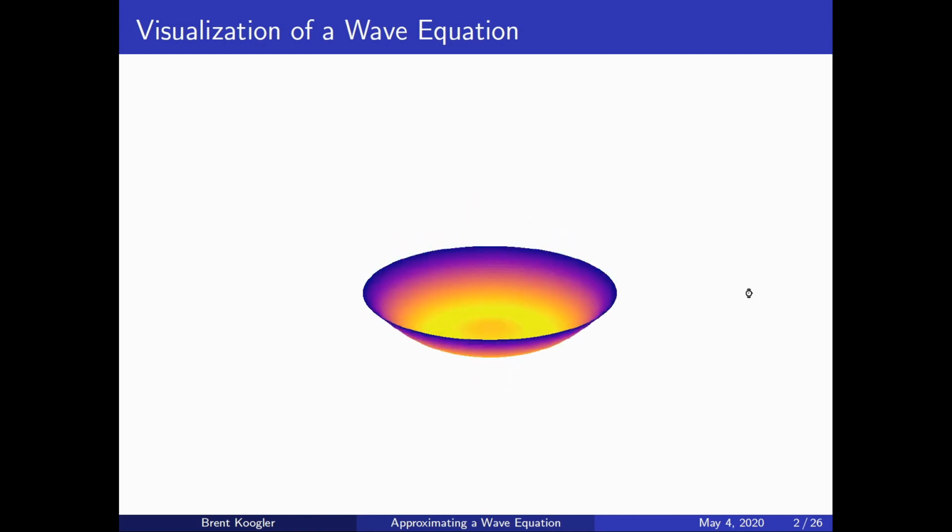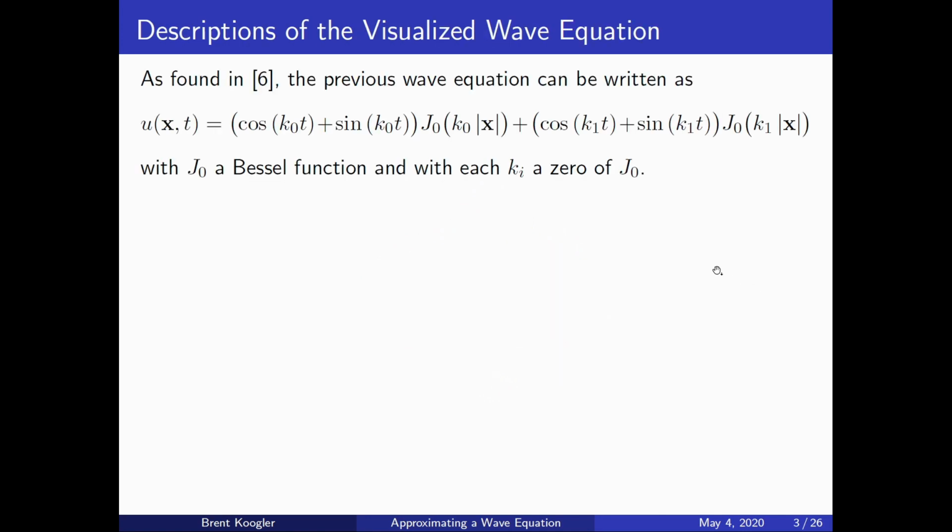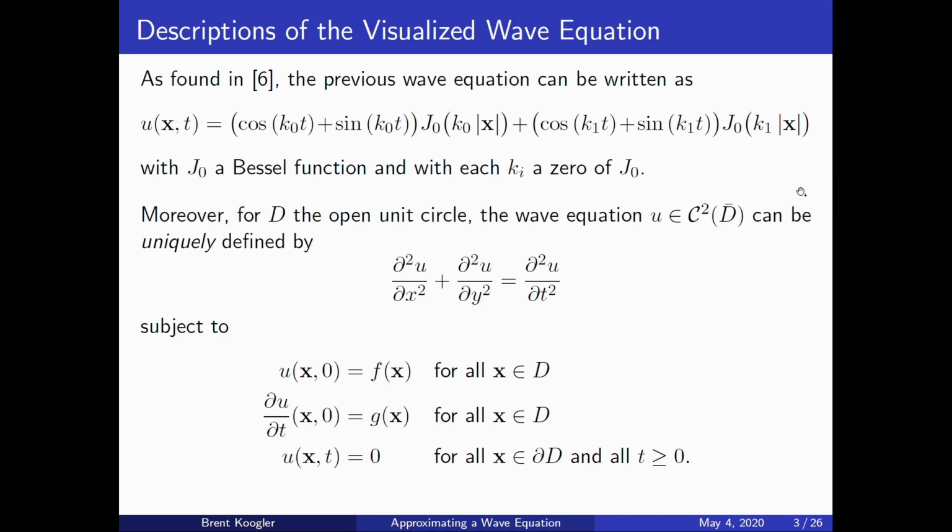Now, this specific wave equation can be defined by an analytic formula as seen here, which is basically just some sums of sines and cosines multiplied by some Bessel functions. What's interesting is that we can actually define a unique function u that's C squared, meaning that it has continuous second partials. So if u is C squared and satisfies these conditions down here, we can define a unique function.